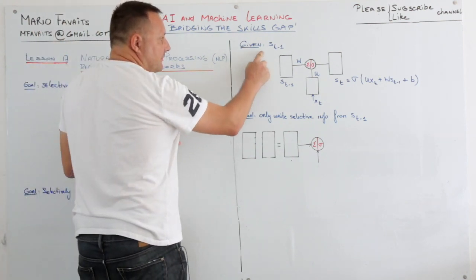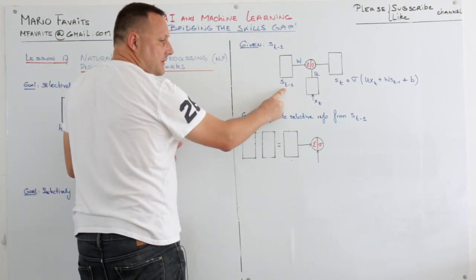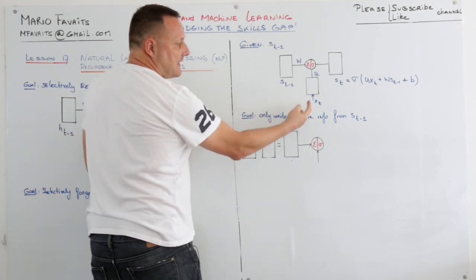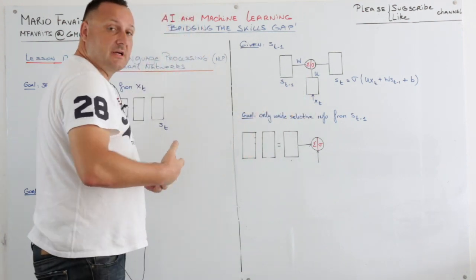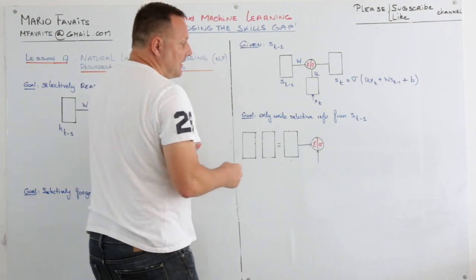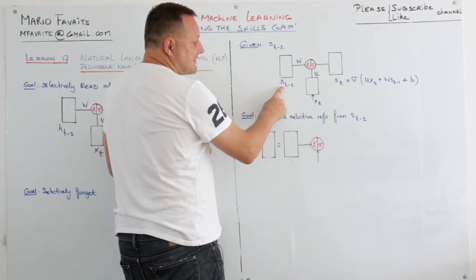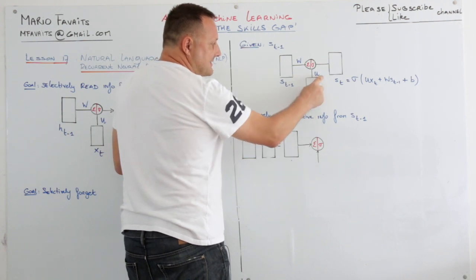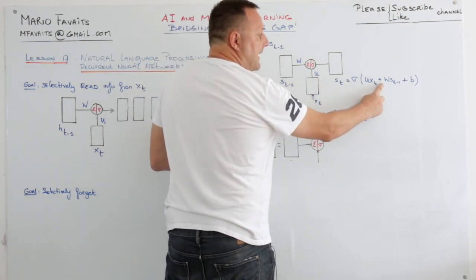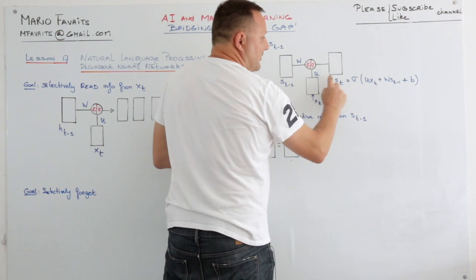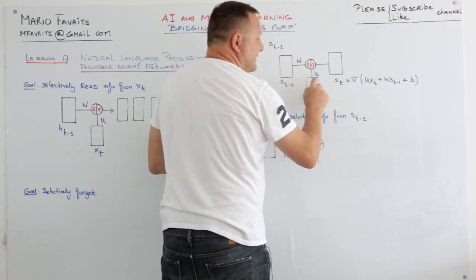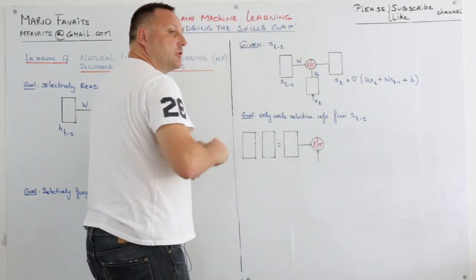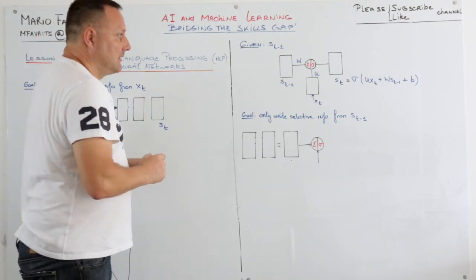So we're given a certain state, s_{t-1} here, and then we know that a new word is coming in. If you're actually processing a text, you're going to multiply s_{t-1} with W, you're going to multiply x_t with U, and then you're going to add them up. And then you're going to add a bias, and you take the sigmoid. And this is exactly what this diagram says.